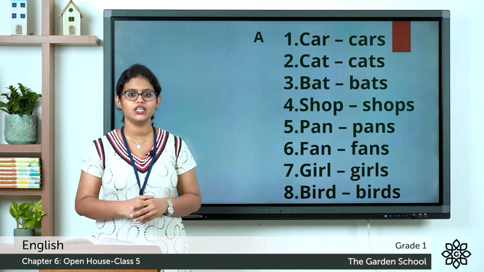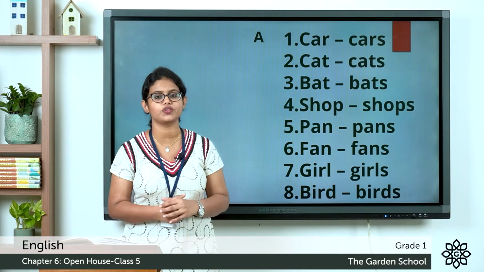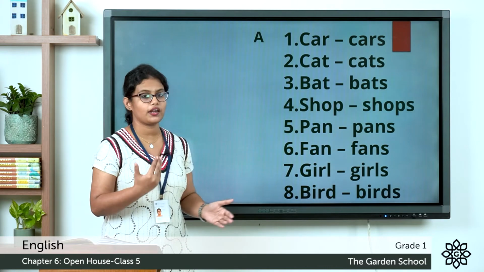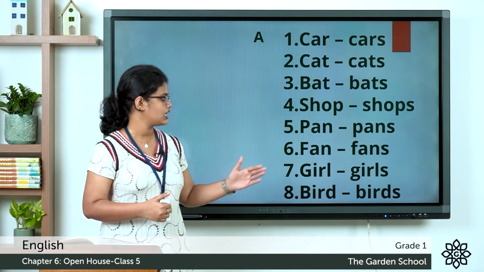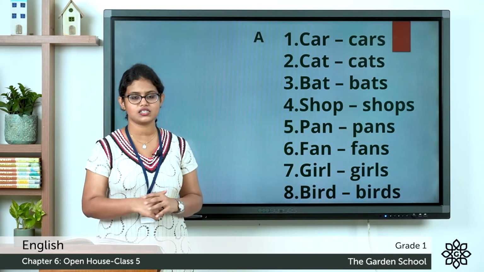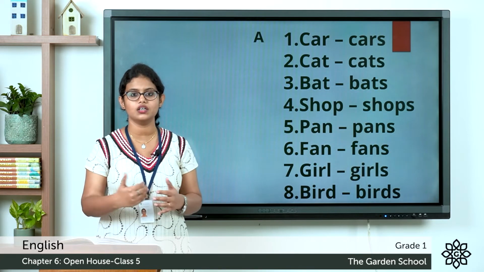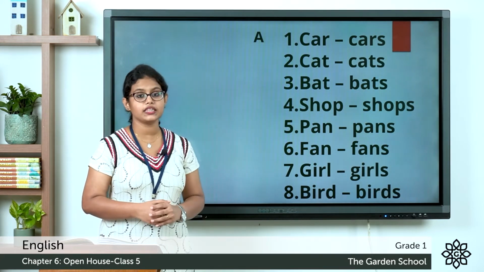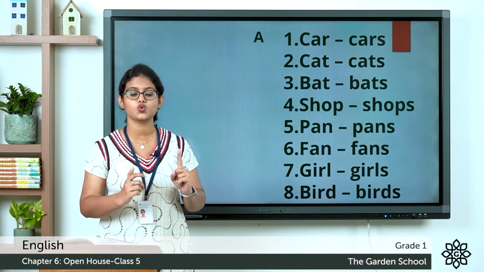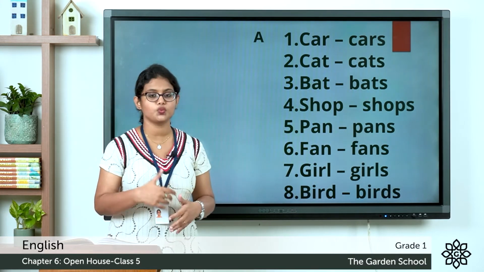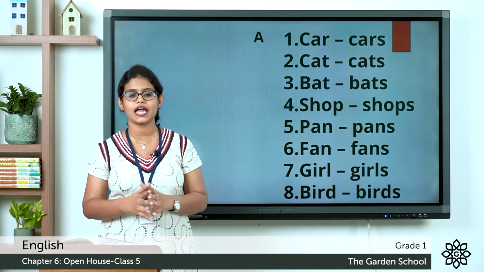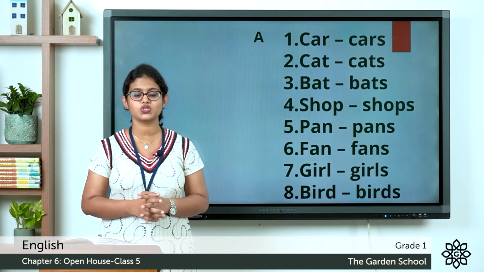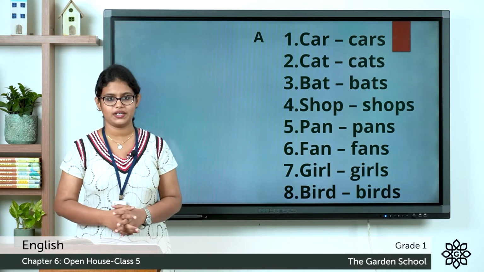See the fifth one, pan. To make it many, you need to add S at the end of the word pan. So, it becomes pans. Fan, fans. Girl, girls. It means more than 1 girl. Girls means more than 1. The eighth one, bird. Just 1. Birds. To make it many, we need to add S at the end of the naming word. So, it becomes birds, which means more than 1.